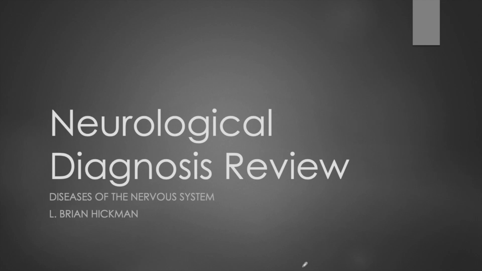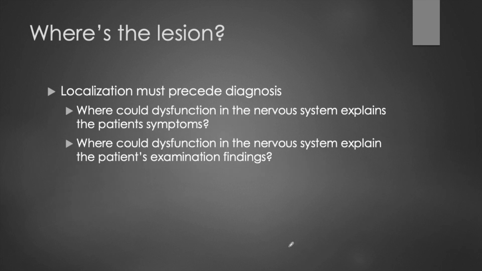Welcome to the review of diseases of the nervous system. We're going to be starting by discussing neurological diagnosis and localization. When diagnosing in neurology, it's important to start with localization. This helps you determine where in the nervous system a potential problem is going on that could explain the patient's signs and symptoms. We'll start by considering the different areas of the central nervous system and peripheral nervous system that you should consider when attempting to localize a lesion.